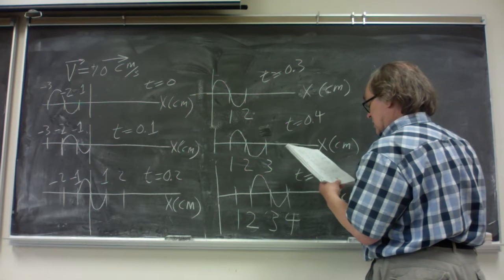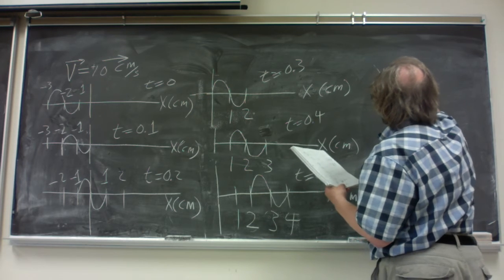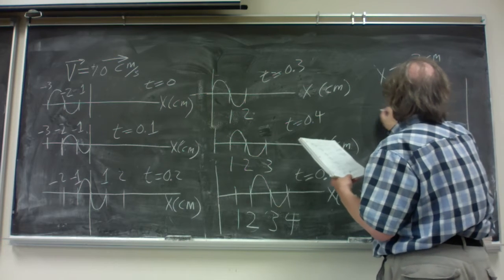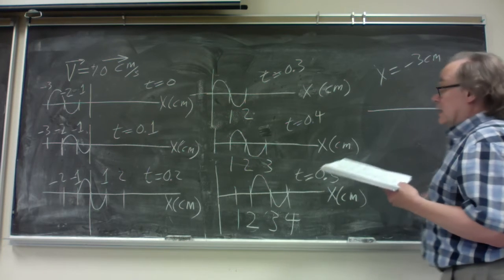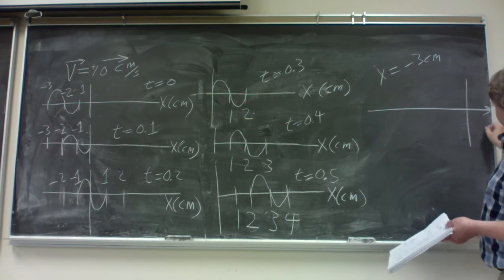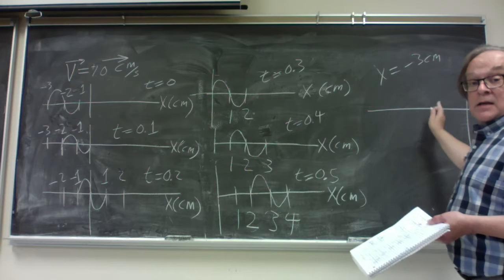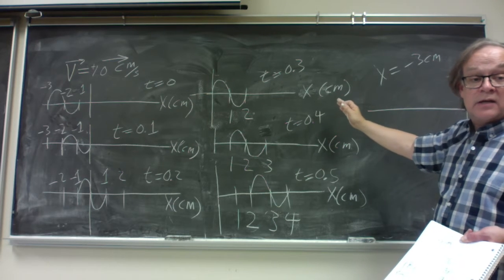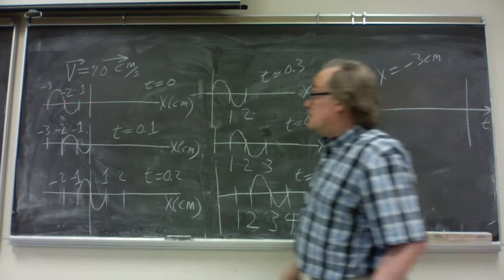So let's say x equal to minus 3 centimeters. And let's see what the history looks like in that case. So here's displacement versus time. And notice I've extended the range into negative times because what do we see here?